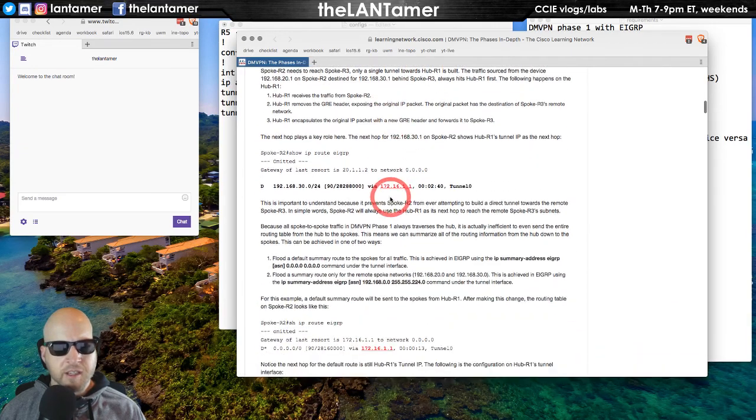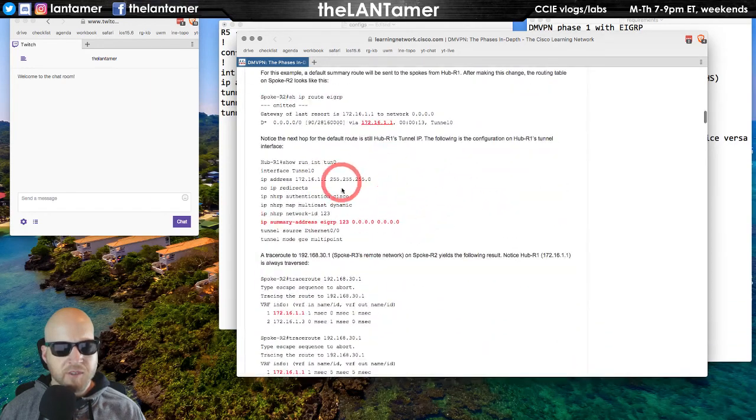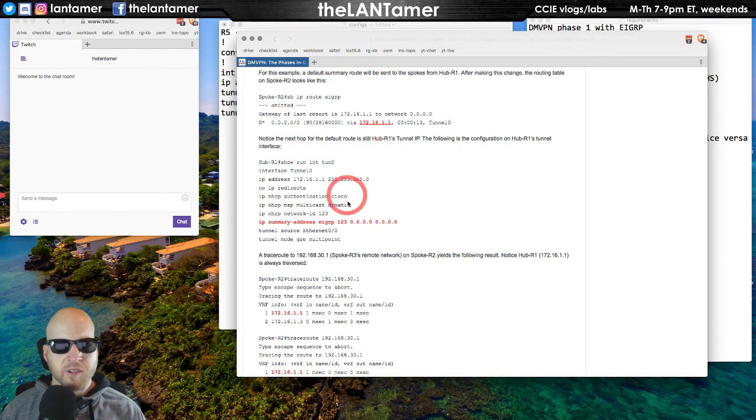So in here, he has the configuration, for example, for the hub. So IP NHRP authentication, we know about that. I'm just trying to see tunnel source, tunnel mode.